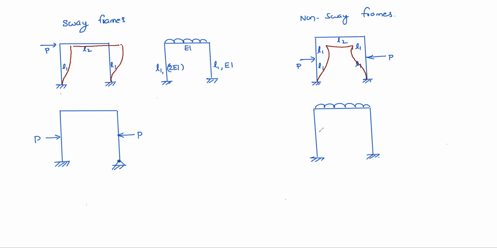Same, if you have the same EI on this side, L1, L1, L2, like this, the beam can be different, not a problem. Columns must be the same, right? Something like this. Okay, this right side structure is non-sway because of symmetry in the geometry as well as loading, as well as stiffnesses. Okay, I mean rigidities. And one more non-sway I will show you.